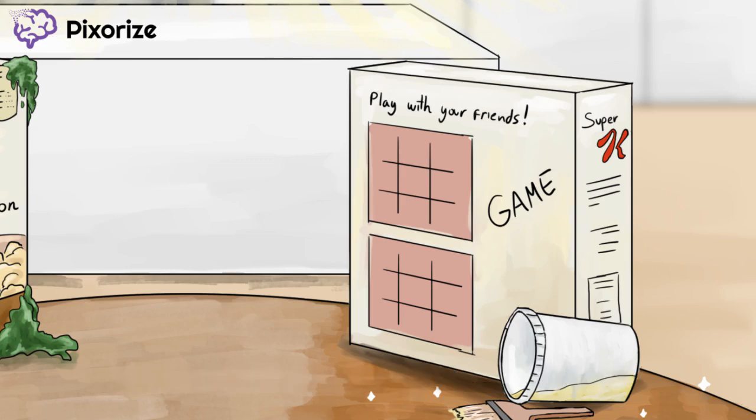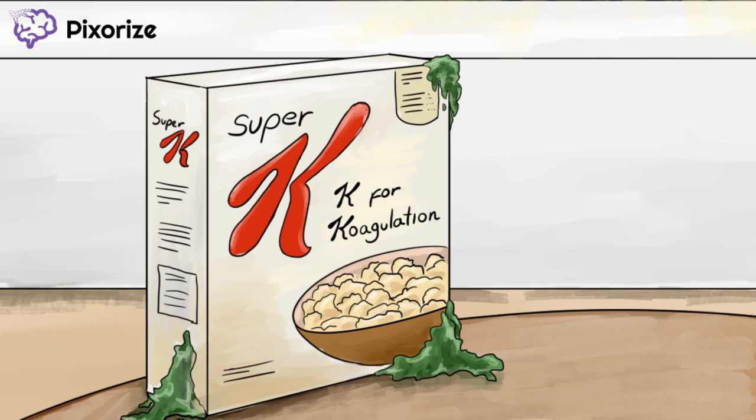But we should have known that, since if we look closely at our germy, grimy Super K box, we would have seen that K is for coagulation.